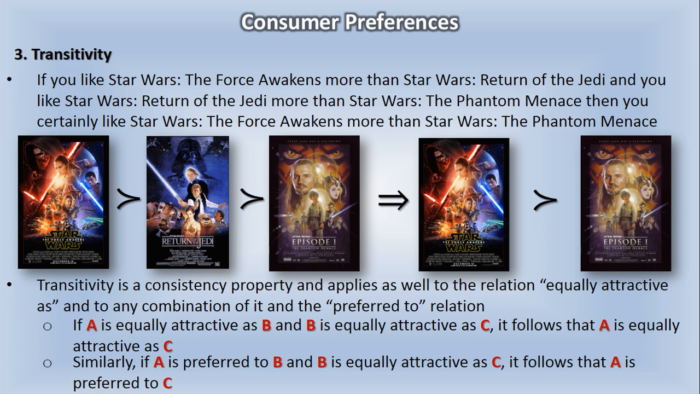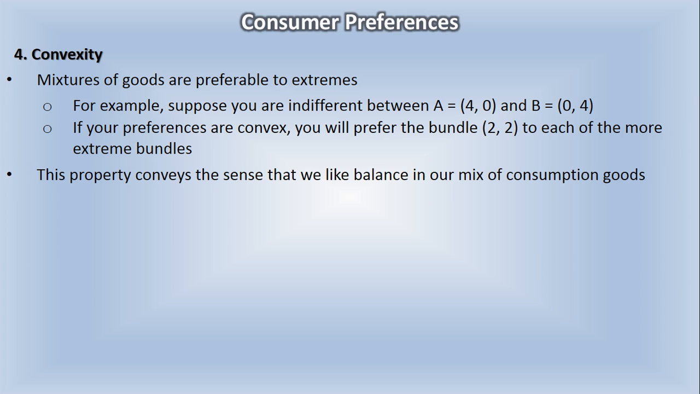Transitivity was the third property we assume for the preference ordering, basically saying that if you have one good that's preferred to the other, and the other is preferred to the third, then the first is preferred to the third. Also, that can be used to say that if A is equally attractive as B, and B is equally attractive as C, then A will also be equally attractive as C. And also, if A is preferred to B and B is equally attractive as C, then A will be preferred to C. Transitivity.